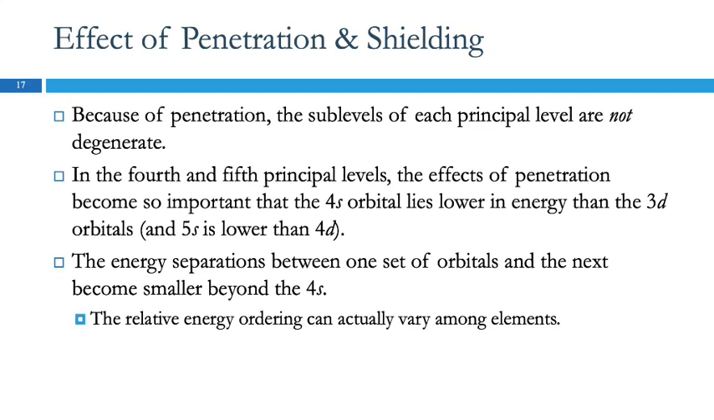And this gets more and more important as you get up into the 4th and 5th principal energy levels. Now those effects become so important that the 4s orbital is actually lower in energy than the 3d orbitals. And so the order of these gets all wonky. We also see that the energy separations between one set of orbitals and the next become smaller and smaller once we get past 4s. In fact, the relative energy ordering can vary among elements, and we're just going to be talking about the most common ordering.